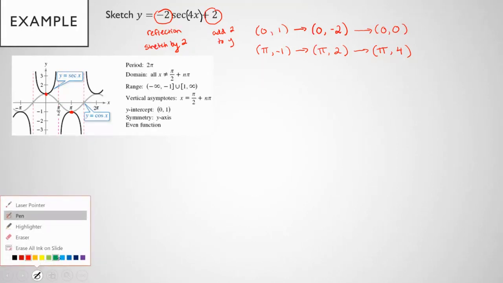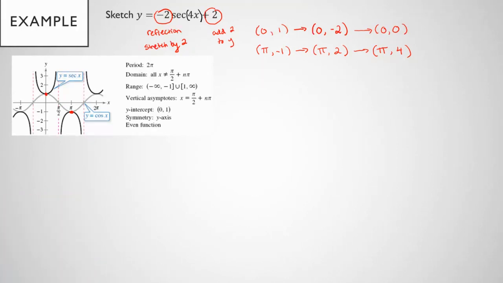So next I'm going to take a look at the asymptotes, and that's going to be changing because of the 4 times the x. So just like tangent and cotangent, multiplying that x by a number changes your asymptotes. It's going to change your period. It's going to change your domain. So all of those are going to be changed. So I'm going to start with the asymptotes.